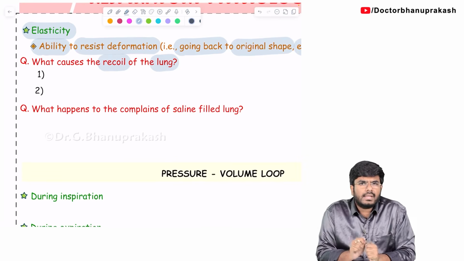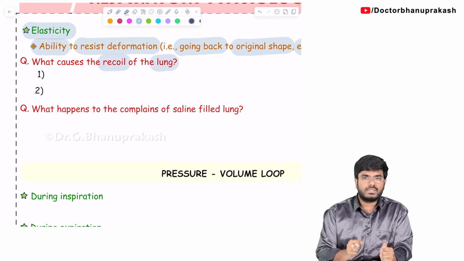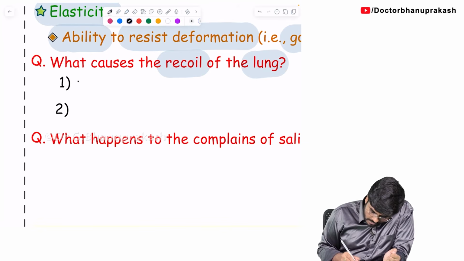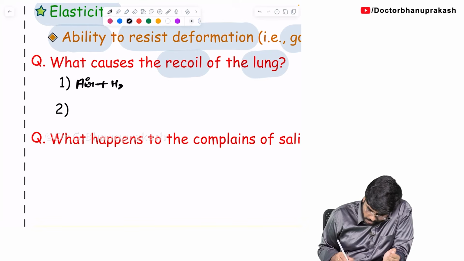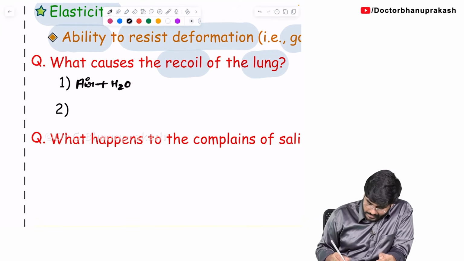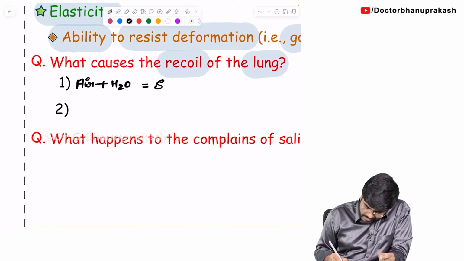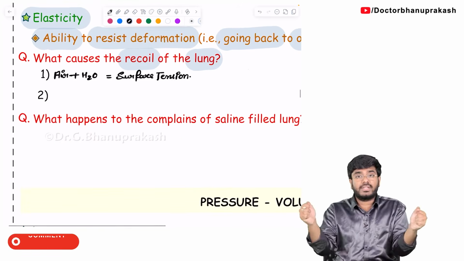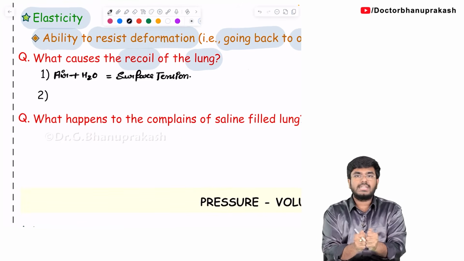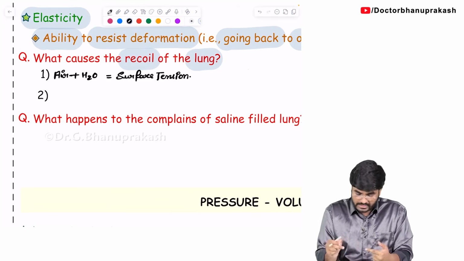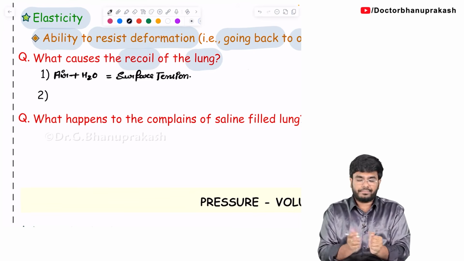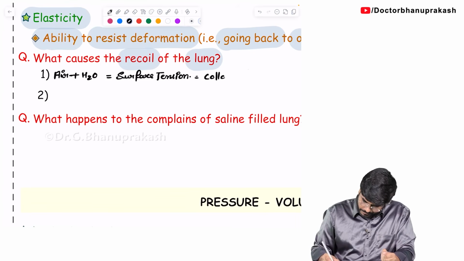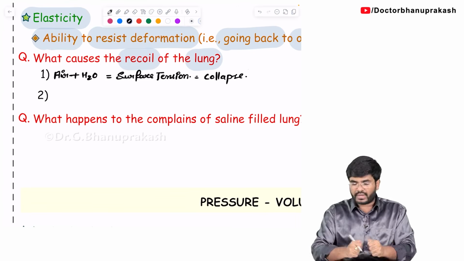In the lungs, there are two collapsing forces, two recoiling forces. What are they? Have I taught you? Wherever air molecules meet water molecules, wherever there is an air-water interface, there will be surface tension. Now, this surface tension is responsible for the collapse or recoil. So one collapsing force is surface tension. It is going to cause the recoiling or collapsing of the lung.